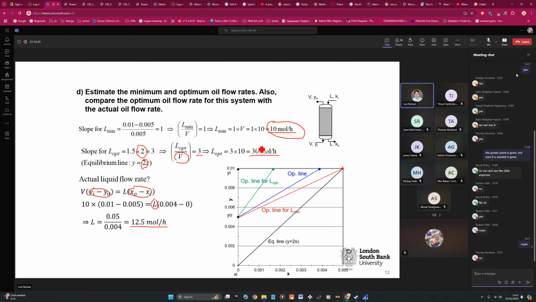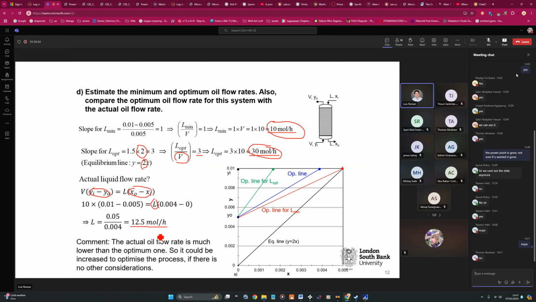But the optimum flow rate, following this rule of thumb, we should be using 30. So that means that in theory, we can increase the flow rate to 30. If there are other considerations, like probably there's a cost involved in using a higher flow rate, maybe it's not possible to reach higher flow rates.